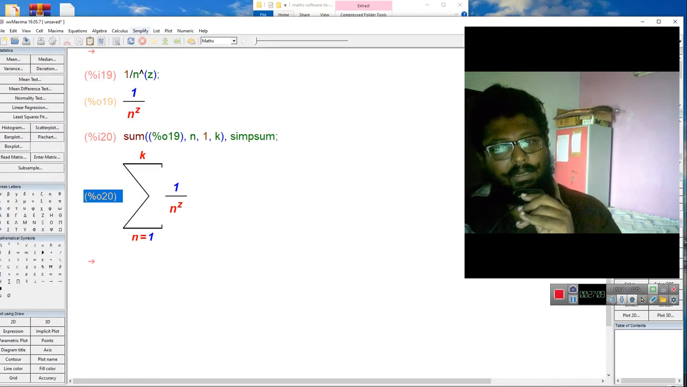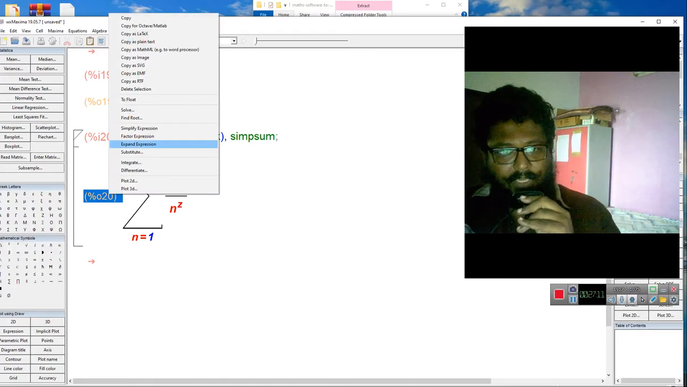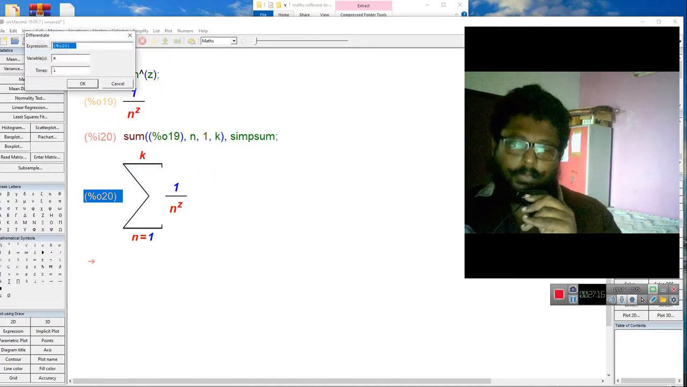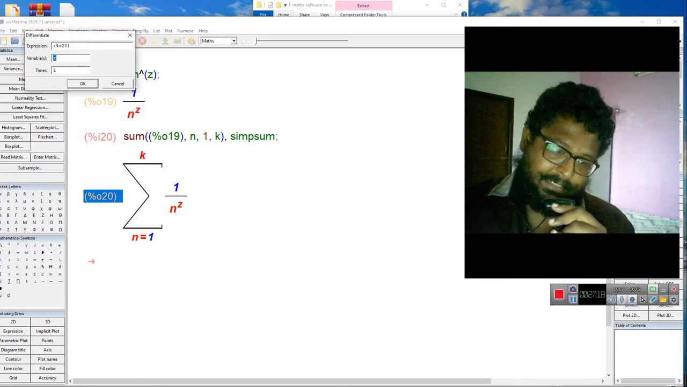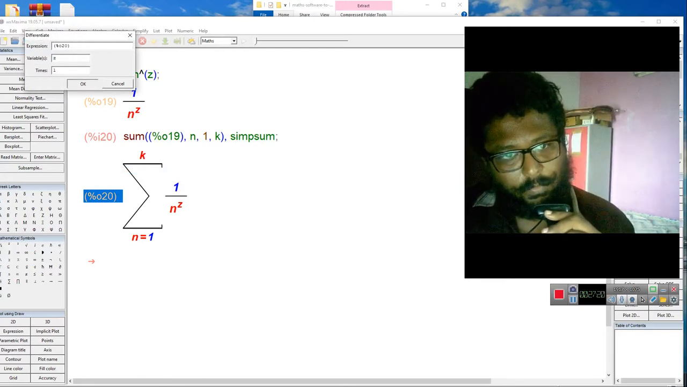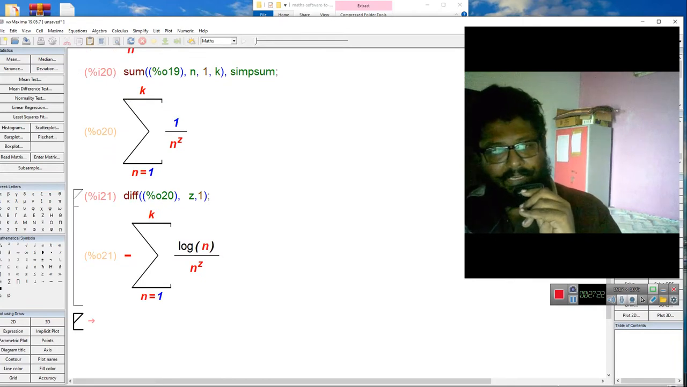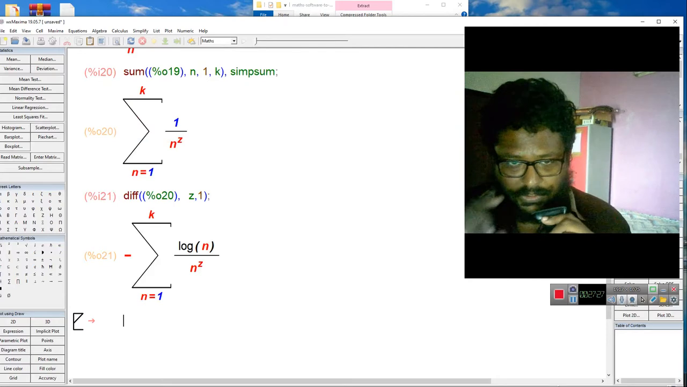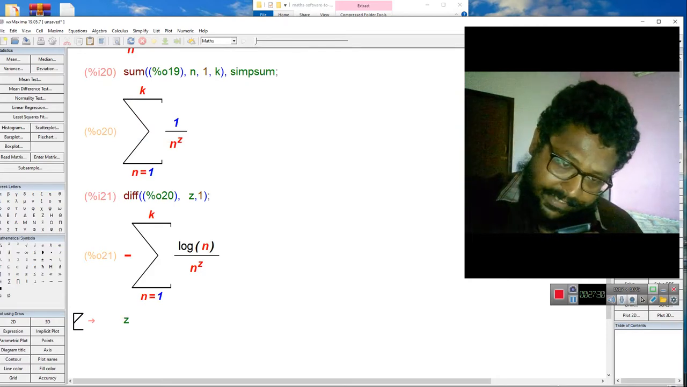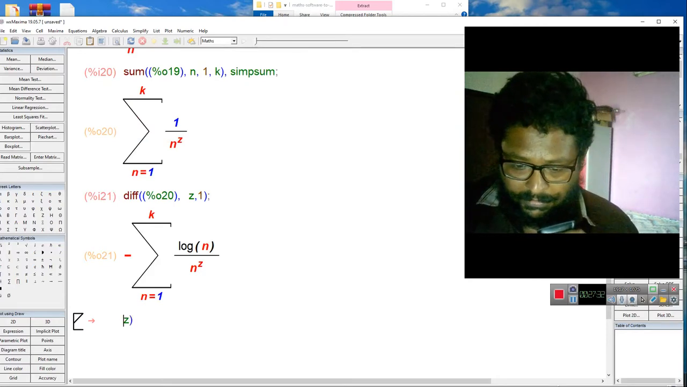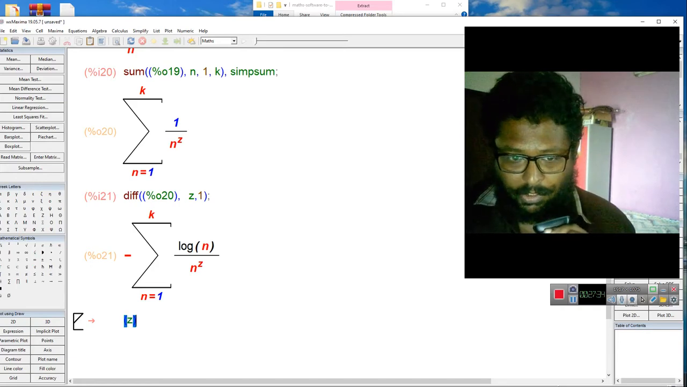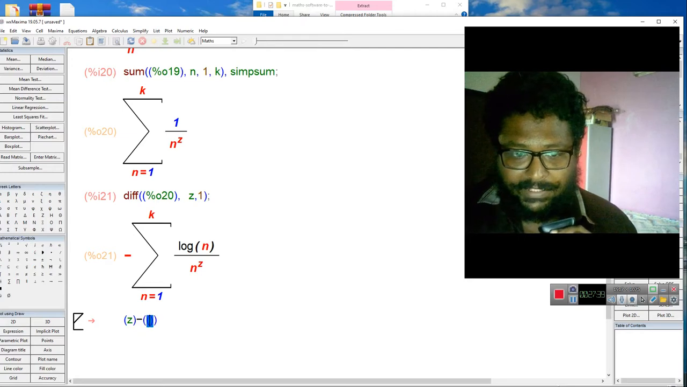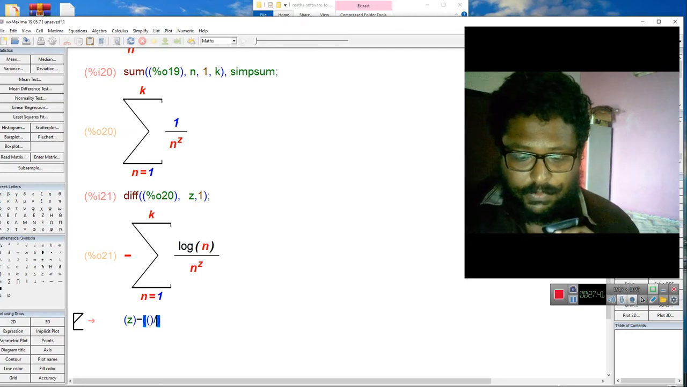Now what I'm going to do is I'm just going to differentiate with respect to z, one time, and you have this function. You just see that it shows up in a manner. Then for this function, z is the normal complex variable. So we are going to launch a Newton-Raphson method on this. Let's do it in this manner.